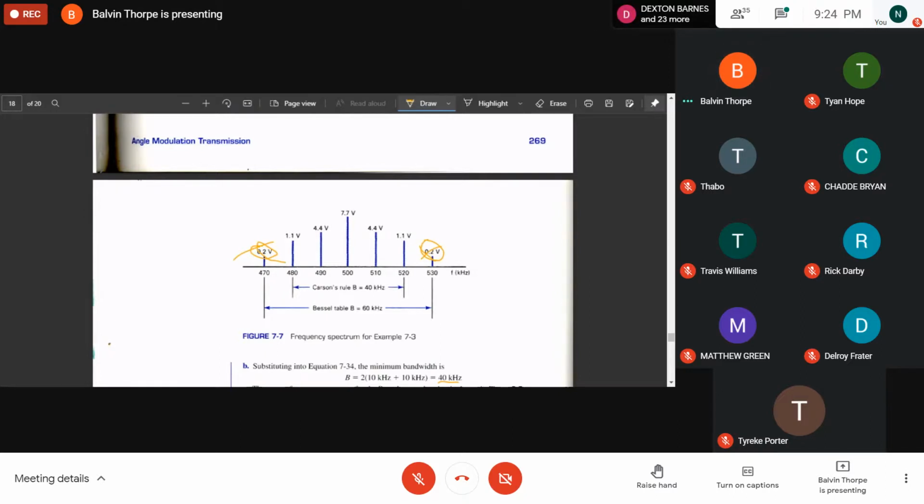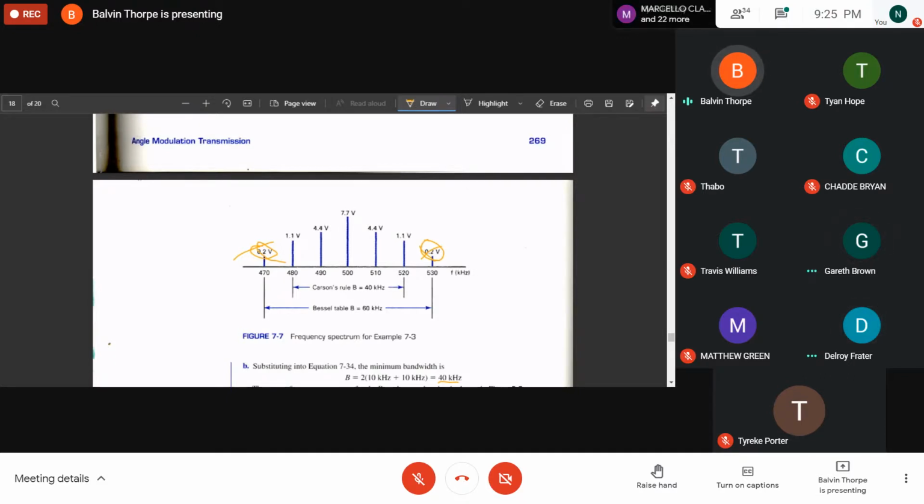Any questions? Sir, based on what I'm seeing, would it therefore mean that Carson's rule would give you the more useful bandwidth, seeing that the 0.2 volts here on each side for the Bessel function would be, what would you say, maybe irrelevant? It's not irrelevant.